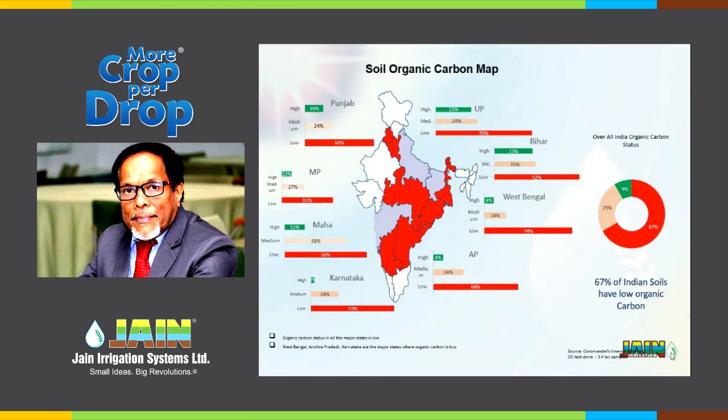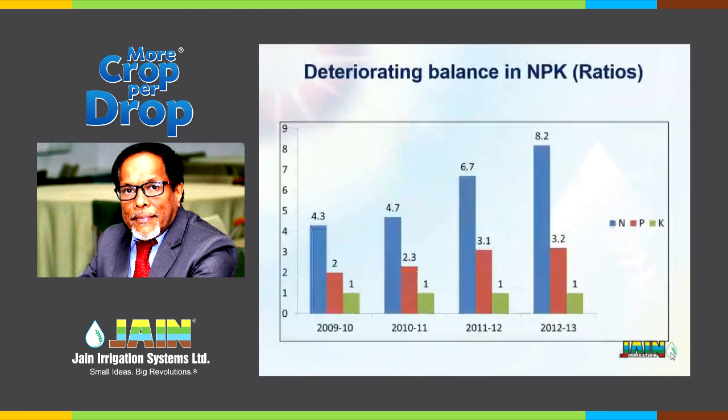Now, to summarize, 67% of Indian soils have very low organic carbon. This is actually a very frightening thing for Indian agriculture. Now we look at the deteriorating balance of NPK. NPK, nitrogen, phosphorus, and potassium, that we apply have to be at a certain balance.